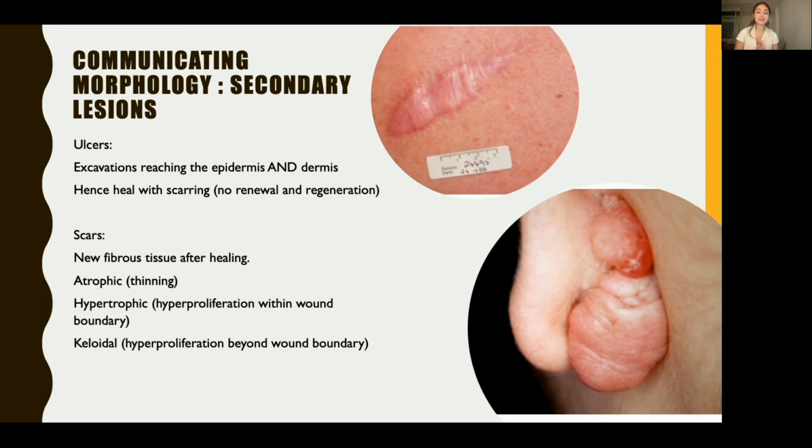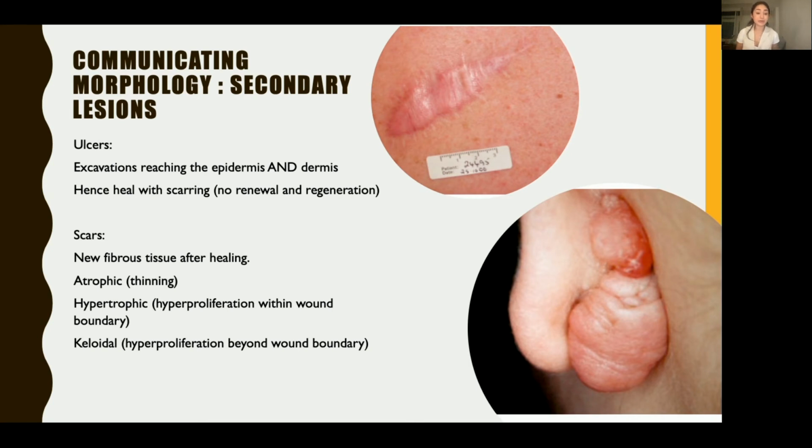Next slide. And then ulcers and scars. The definition of an ulcer is an excavation which reaches the epidermis, and importantly, it also reaches the dermis. The reason ulcers heal with scarring is because you've hit the dermis. We know that epidermis has that whole 40 to 60-day cycle of renewal and regeneration, but unfortunately the dermis doesn't have that, which is why you get scarring after.